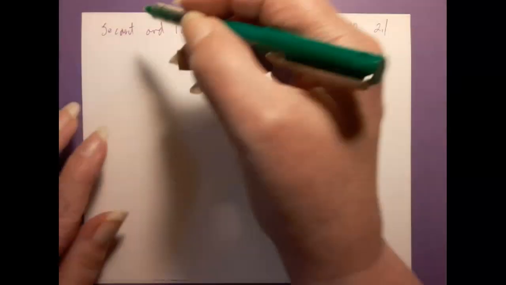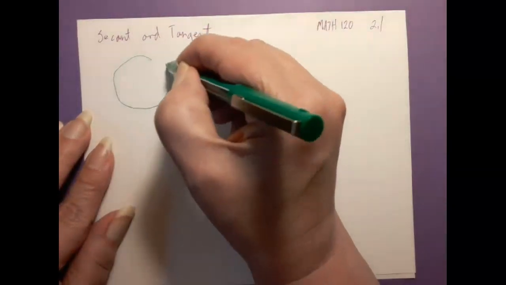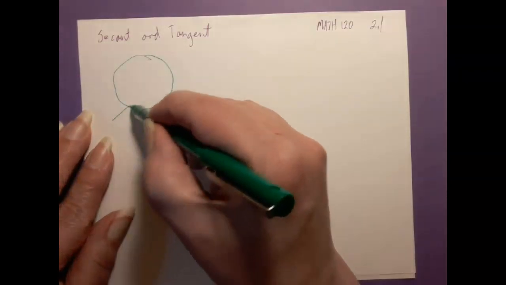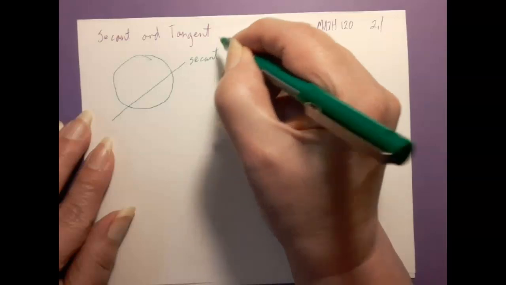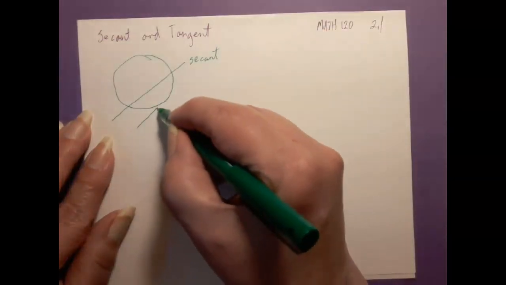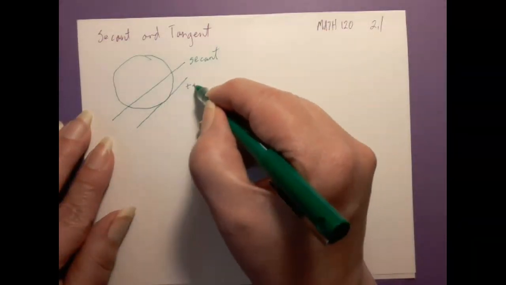So a secant line, if you remember from geometry, if you had a circle, the secant line is one that touched in 2 points. This is secant. And a tangent line touched in 1 point. That's tangent.